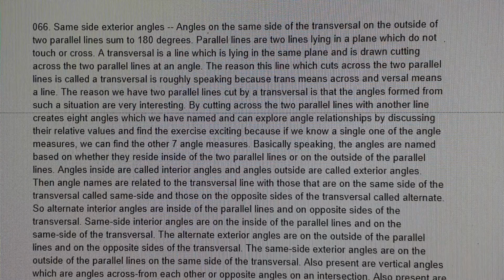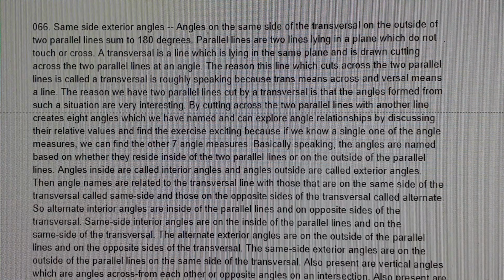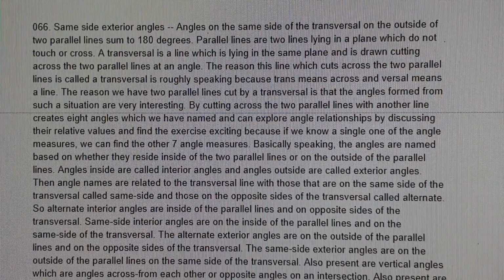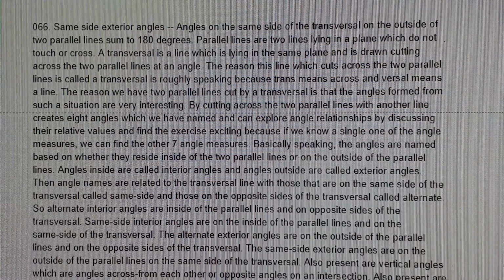The alternate exterior angles are on the outside of the parallel lines and on the opposite sides of the transversal. The same side exterior angles are on the outside of the parallel lines on the same side of the transversal. Also present are vertical angles, which are angles across from each other, or opposite angles on an intersection. Also present are corresponding angles, which match up in orientation but are in different locations. Also present are adjacent angles, angles next to each other.